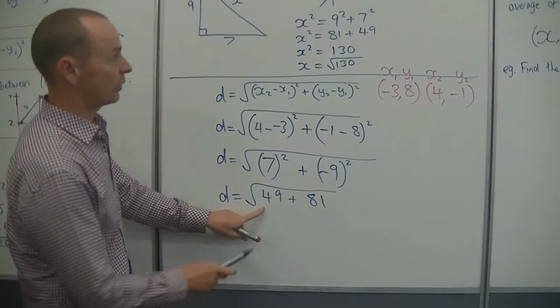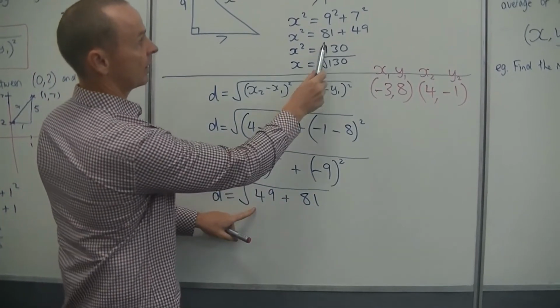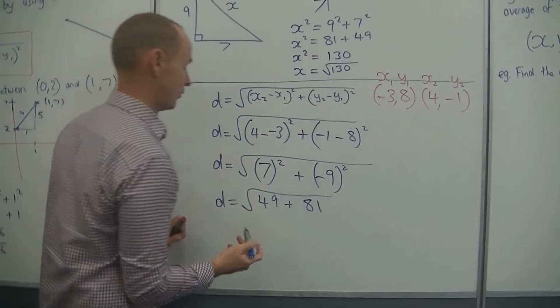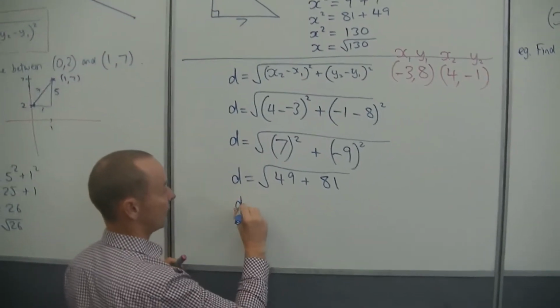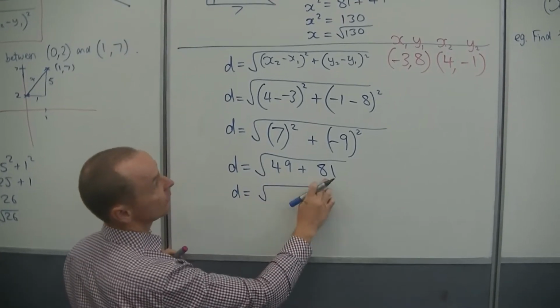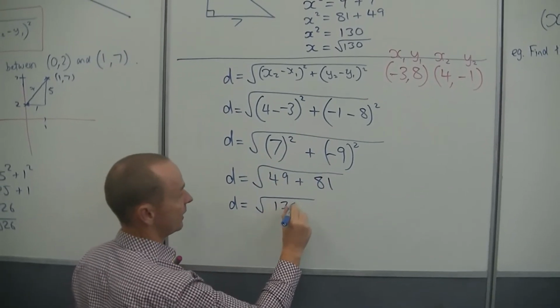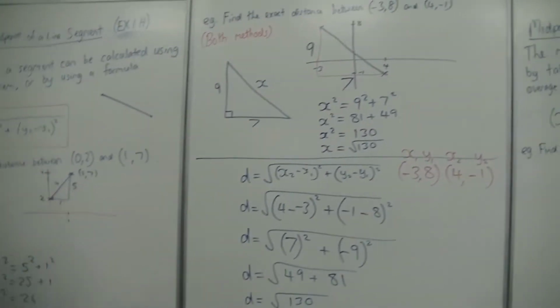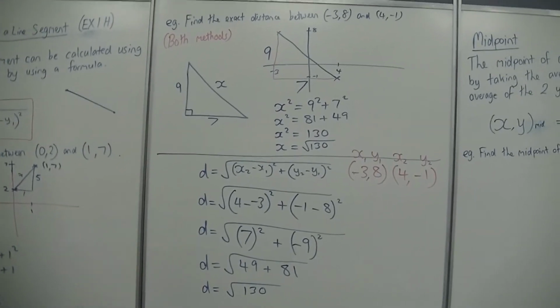And if you just have a quick look up here, 49 plus 81 is exactly the same as this working out up here, except this has a square root already in the equation. So 49 plus 81 is 130, and there's our answer in exact form. Good job, guys. Copy that down.